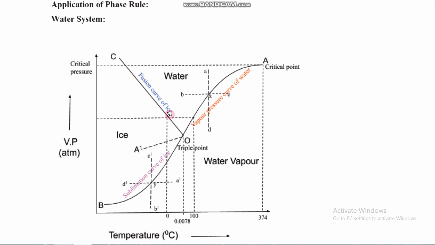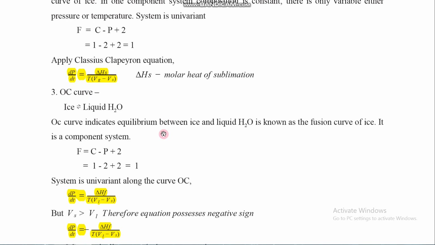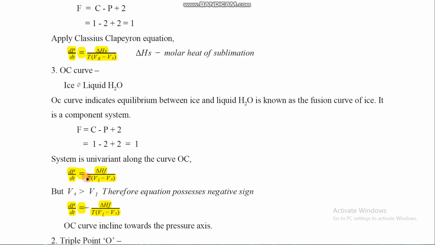When we apply the Clausius-Clapeyron equation, we get dP by dT is equal to delta Hf divided by T into (Vl minus Vs). If Vs is greater than Vl, the equation possesses a negative sign, so we write dP by dT is equal to minus delta Hf divided by T into (Vs minus Vl). Here delta Hf is the molar heat of fusion.